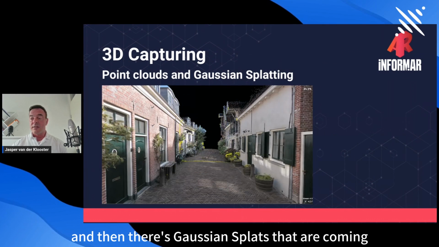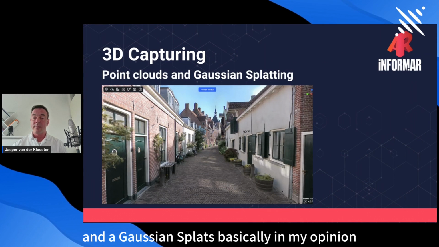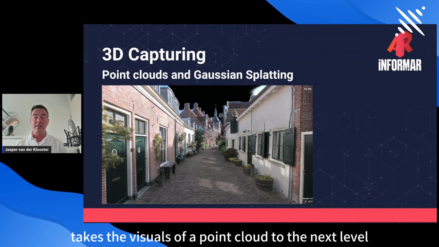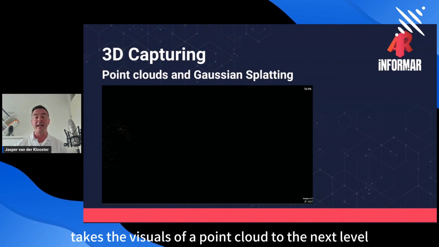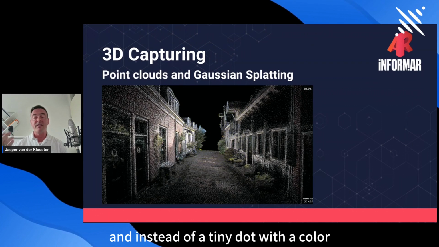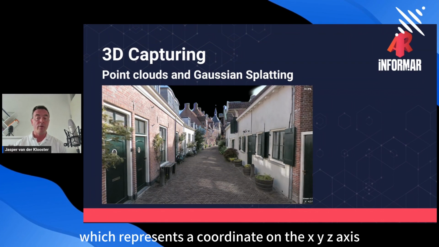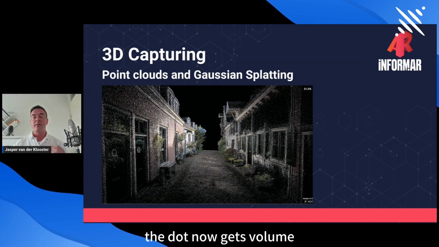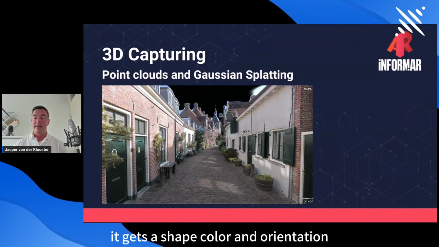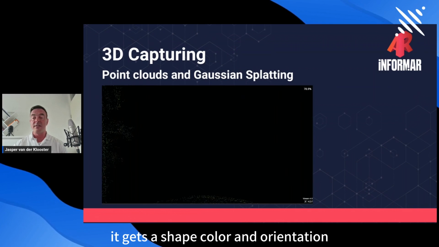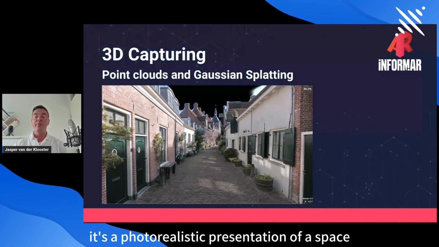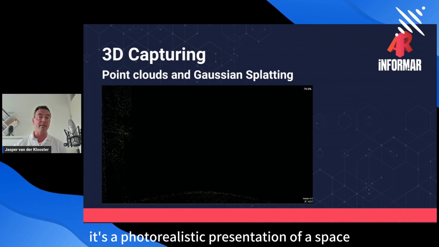And then there's Gaussian splats that are coming. And a Gaussian splat basically, in my opinion, takes the visuals of a point cloud to the next level. Instead of a tiny dot with a color, which represents a coordinate on the XYZ axis, the dot now gets volume. It gets a shape, color, and orientation. And coming together, it's a photorealistic presentation of a space.